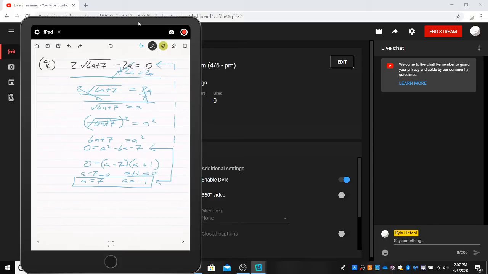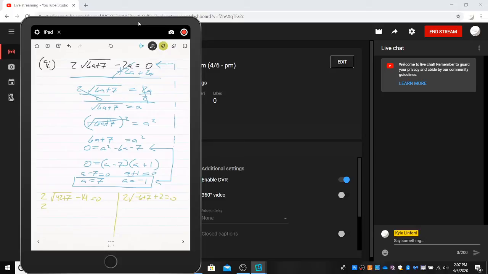I'm going to first test 7, so I'll plug in 2 square root of 6 times 7 is 42 plus 7. And then I'm going to subtract 2 times 7, which is 14. And I want to show that that equals 0. And then the other setup is going to be 2 times the square root of, okay, negative 1 times 6 is negative 6 plus 7. And then minus 2 times negative 1, well, that's just plus 2. I want to show that that also equals 0. So let's get to solving.